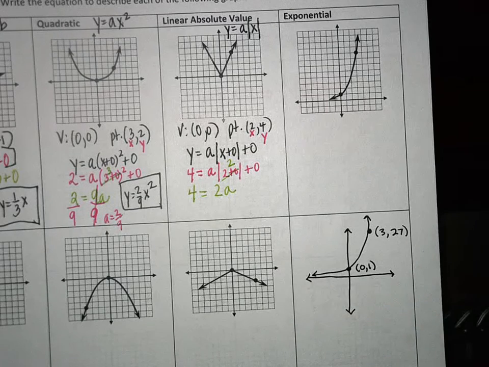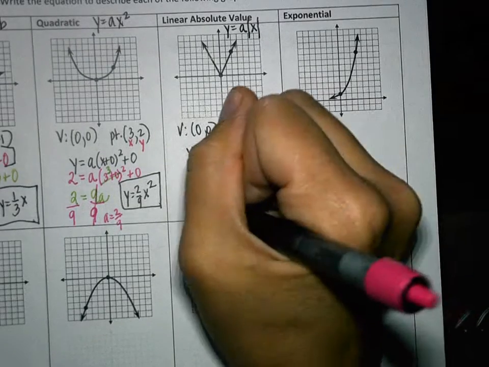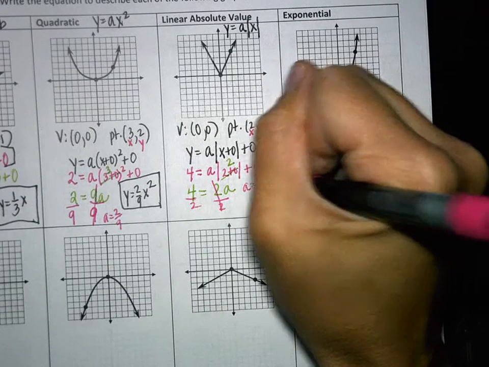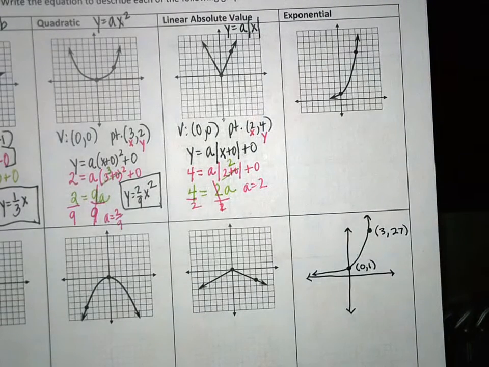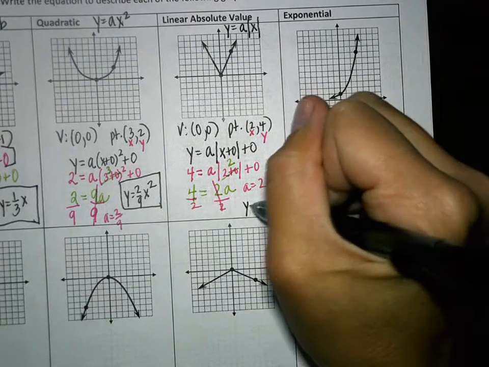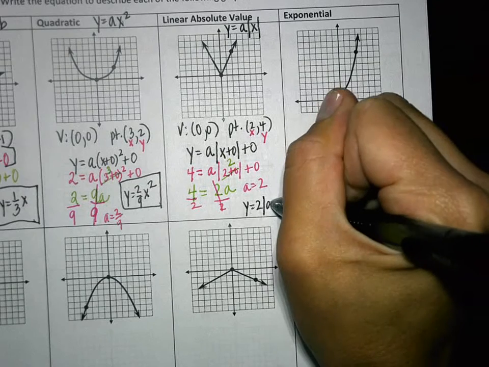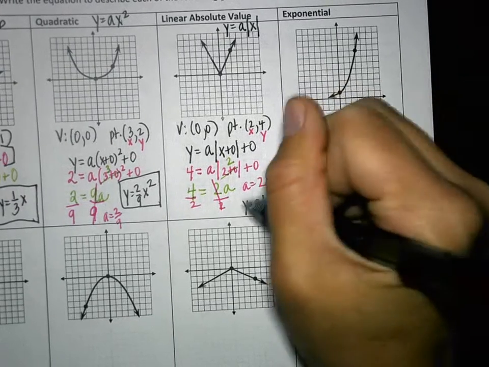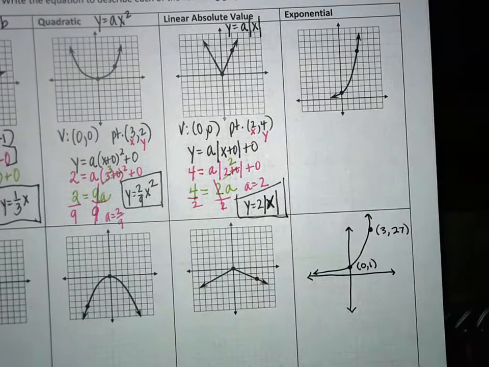And so our next step would be to divide by 2 to both sides. These cancel out, and a equals 2. So now that you have a, we can write our equation. And so my equation will be what? Y equals 2 times the absolute value of x. Okay, any questions?